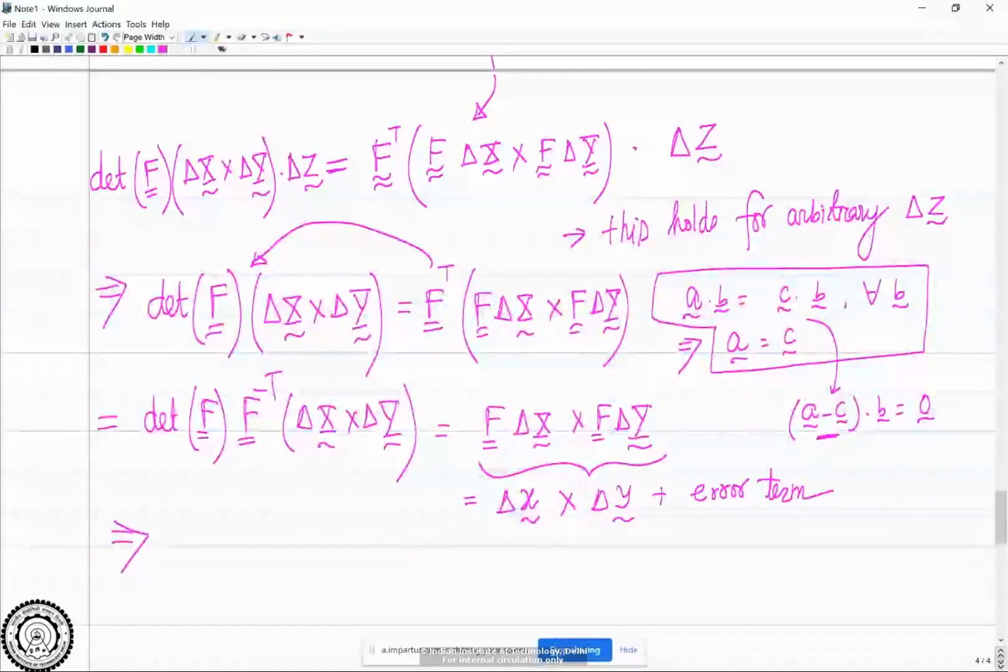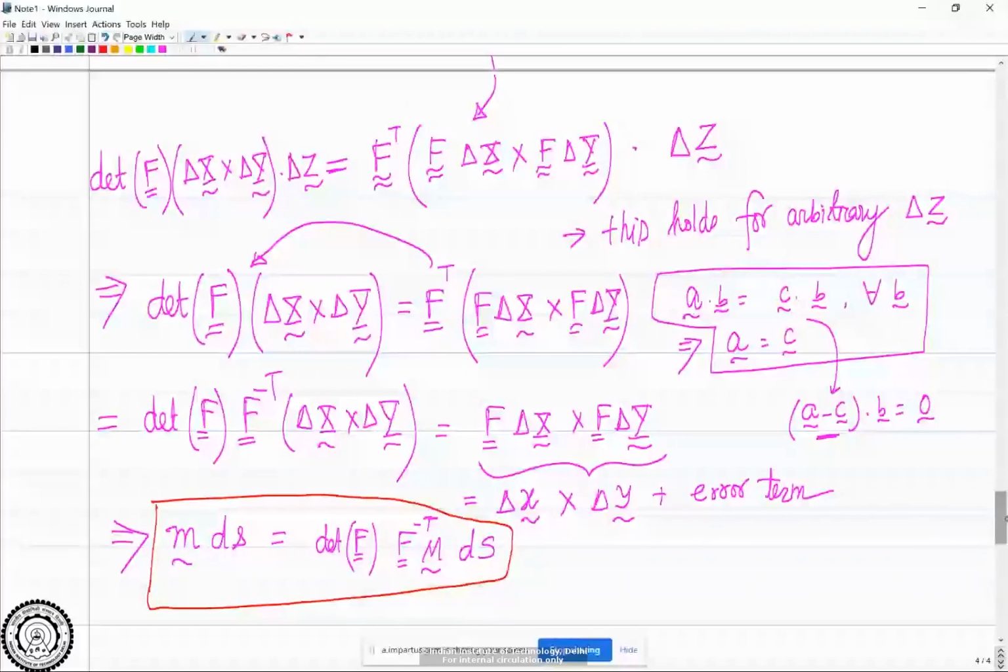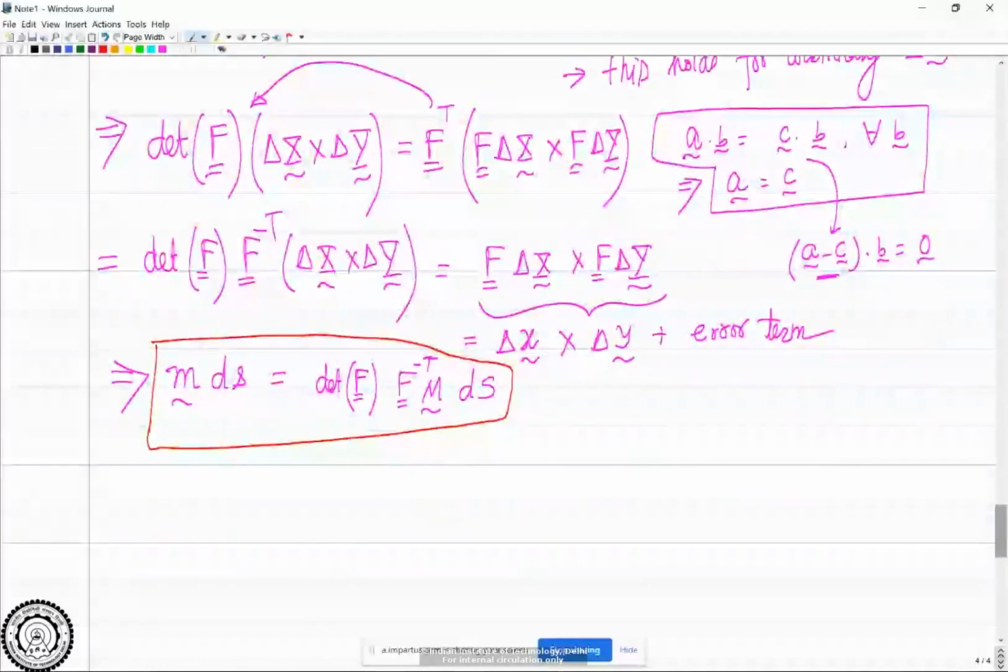And finally, we can say that the deformed area, small m d small s, is equal to the undeformed, that is det F into F inverse transpose into big M into d capital S. Okay, so this I'll put in a box as a very important formula. So you see, this is how you can relate deformed and undeformed area.